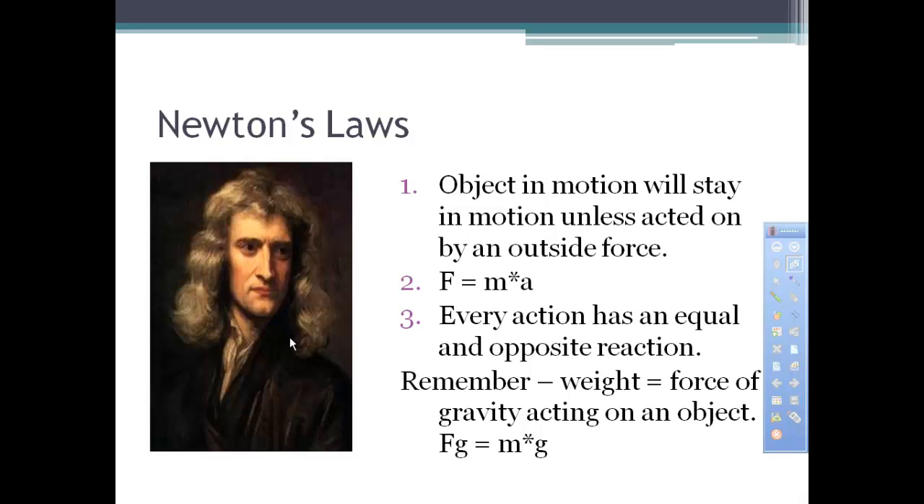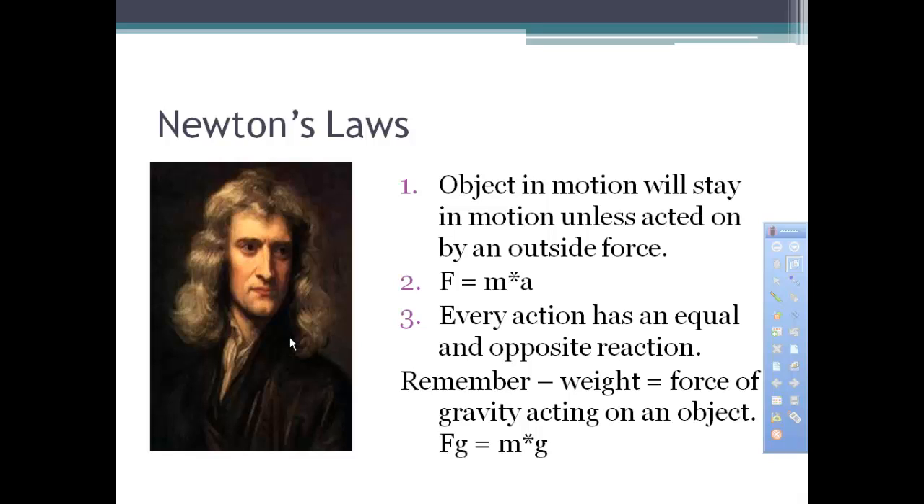So, another review on Newton's laws. Objects in motion will stay in motion unless acted on by an outside force. That means that an object at rest will also stay at rest until you put a force on it to make it move. The second one is the big one, F equals ma. And then the third one is also really important for some of the problems we're about to do, that every action has an equal and opposite reaction.